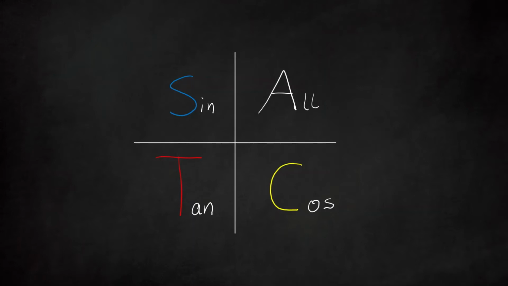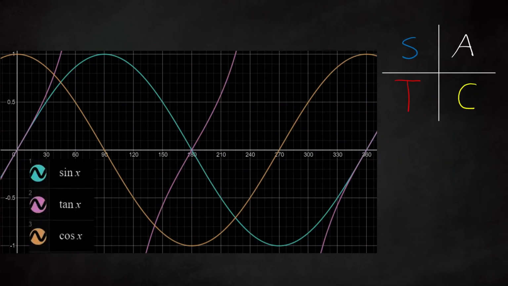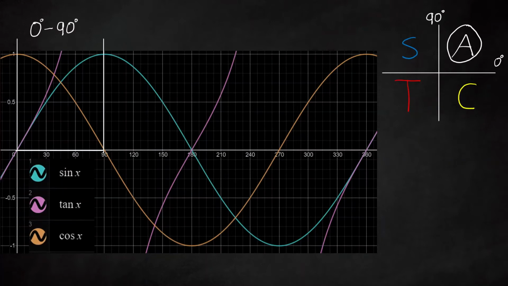So let's have a look at this. If you notice, this is for all three graphs. So the blue one's sine, the pink one's tan, and the orange one's cos. It's a little bit busy at first, but we'll look at it in more detail, so don't worry. And we can see that in the first quadrant, the first quarter between 0 and 360, so between 0 and 90, all three graphs are in that section. So that means all three graphs are positive between 0 and 90. And that's why A, all, is in the quadrant between 0 and 90.